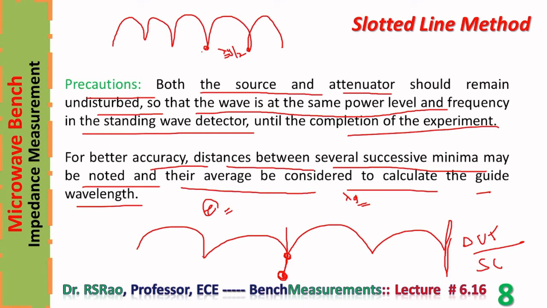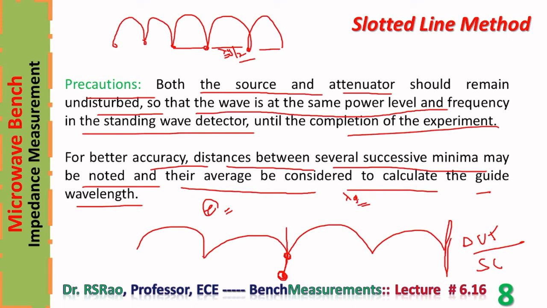To increase the level of accuracy, what he is telling is measure the distance between several consecutive minima. For example, these two measure, these two also measure, between these two also measure. Take the average and then multiply it with 2. That gives you the guide wavelength.